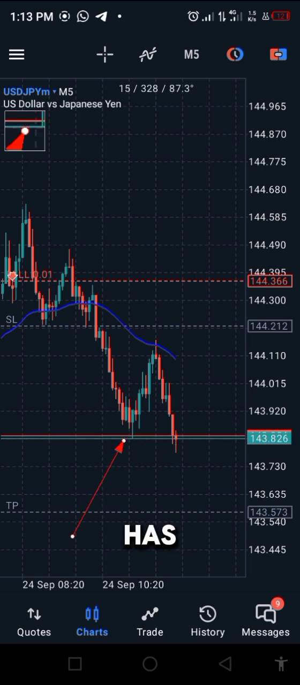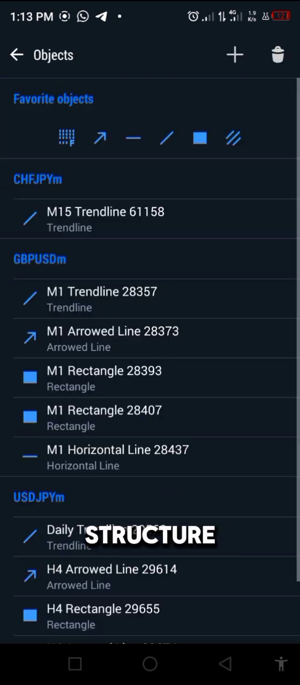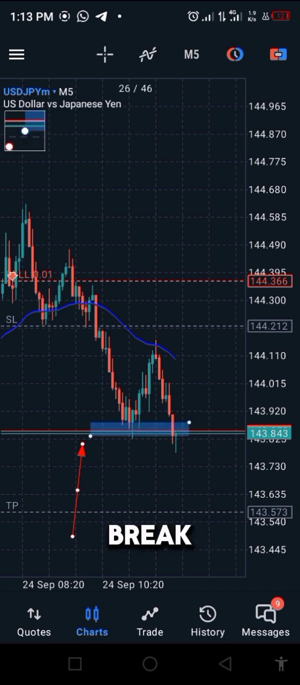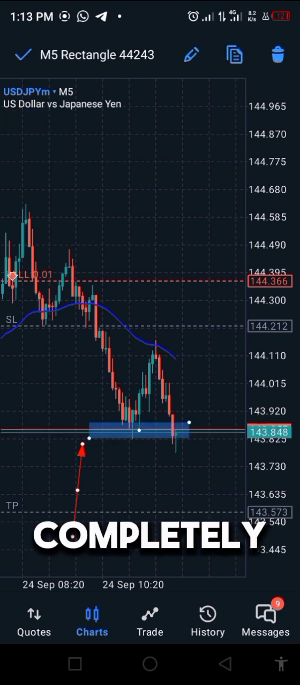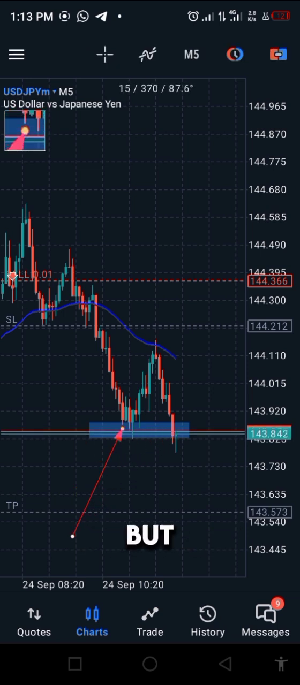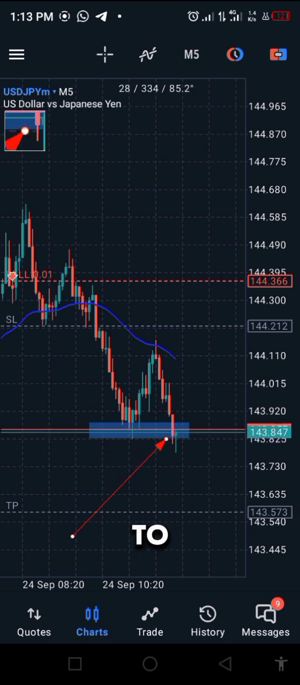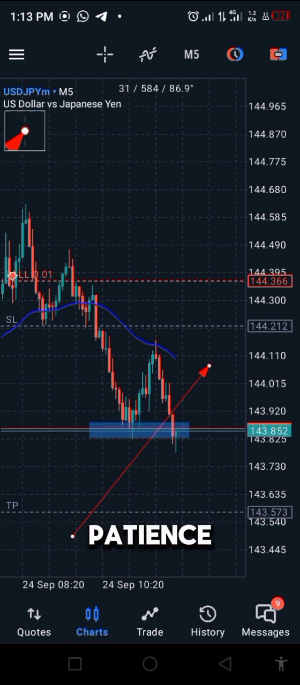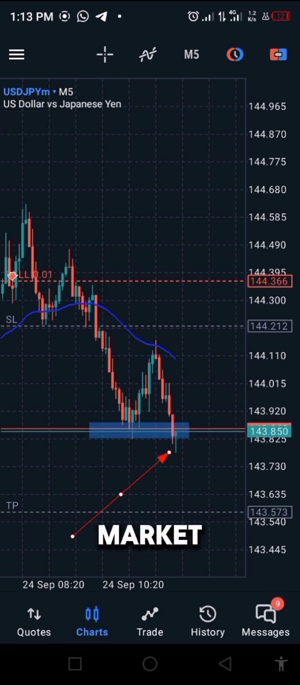But you will see it has broken a structure, or let me say the market is trying to break that structure completely. The market has not completely broken that. If it breaks that structure, it's going to go all the way down, but if it doesn't, then it's going to go back up. So guys, it's some sort of a game of patience here, so we just have to wait and see what the market holds.